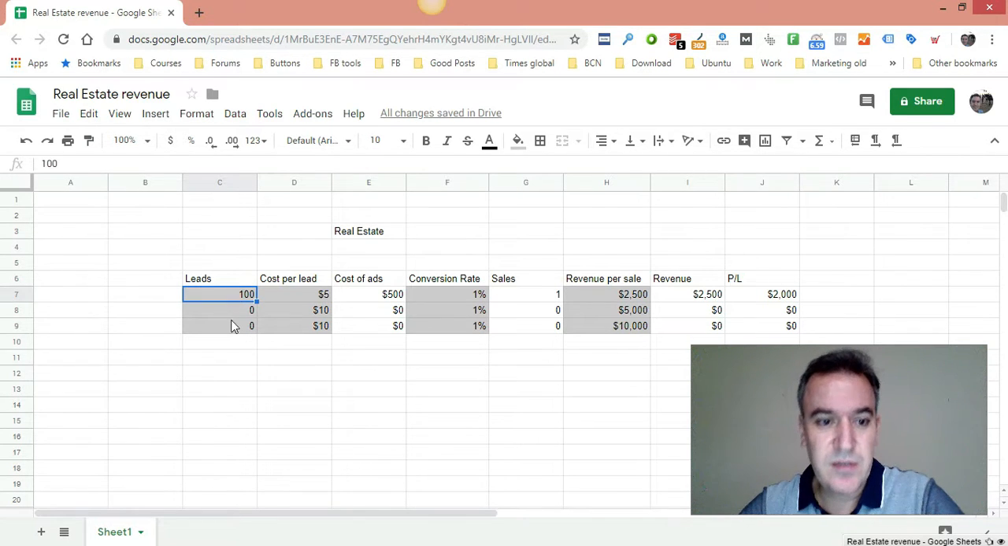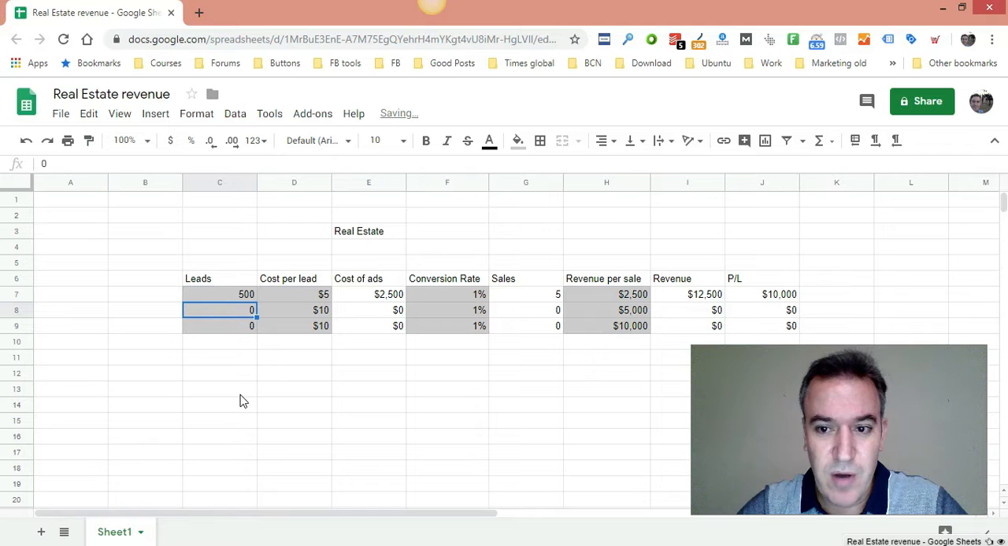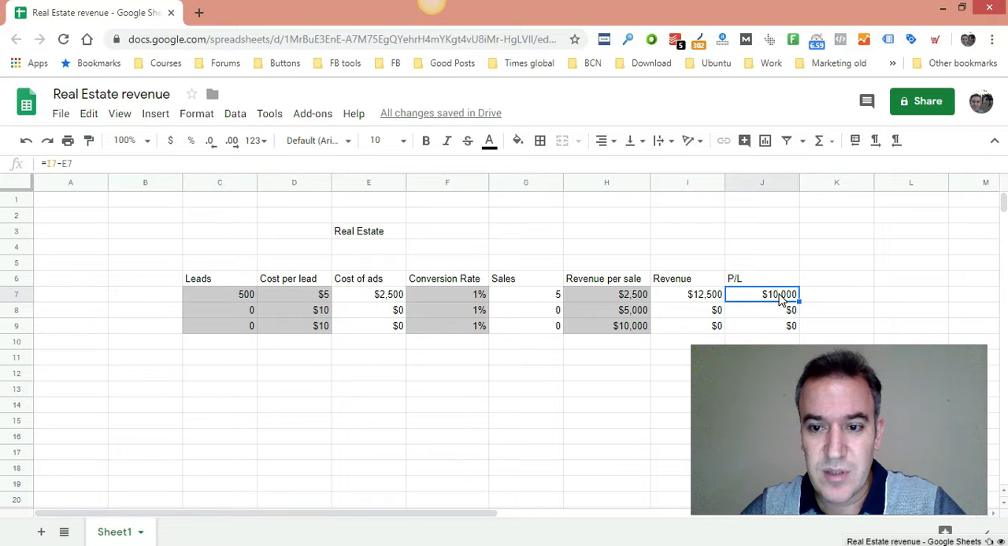Let's change this. Let's imagine we went to 500 leads. Now how much have we made with 500 leads? We have the possibility to make $10,000, 10k. This is in whatever period you spend that money, you can make as much as 10k. This is having a cost per lead of $5 and a conversion rate of 1%, and of course the revenue per sale is 2.5k.